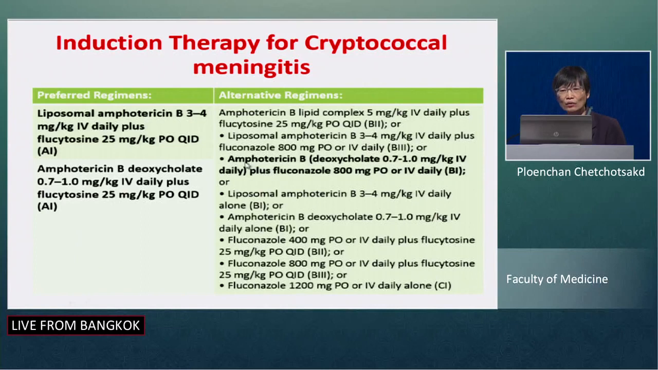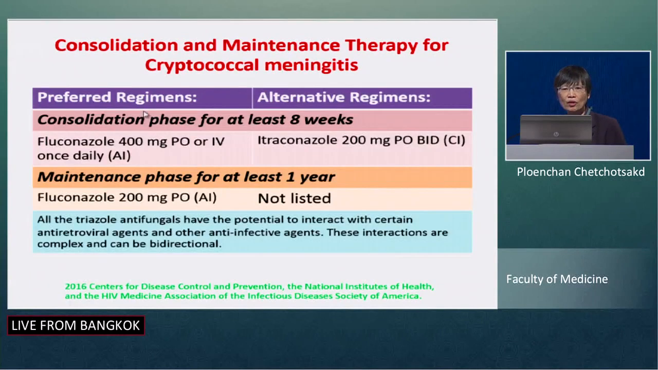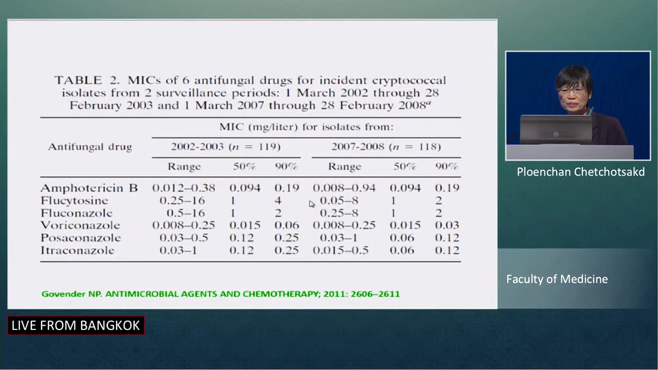So in Thailand, our guideline is in the alternative regimen. We choose to use amphotericin B plus fluconazole 800 milligrams for induction for 2 weeks. For the consolidation phase, the recommendation is fluconazole 400 milligrams, and the alternative is itraconazole 200 milligrams BID, which is 400 milligrams. And for maintenance, the recommendation is only fluconazole, with no alternative regimen listed.